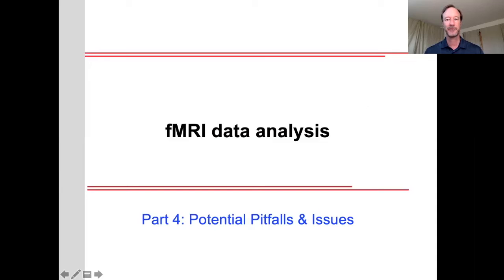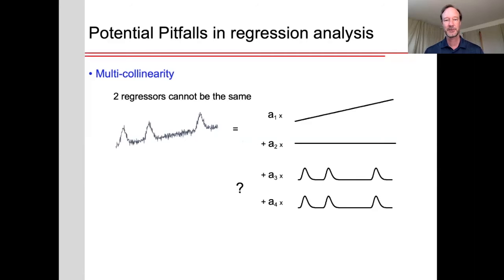In this lecture on fMRI data analysis, we're going to examine some potential pitfalls and other issues. First is a problem called multicollinearity. And in simpler terms, what that means is that two regressors cannot be the same.